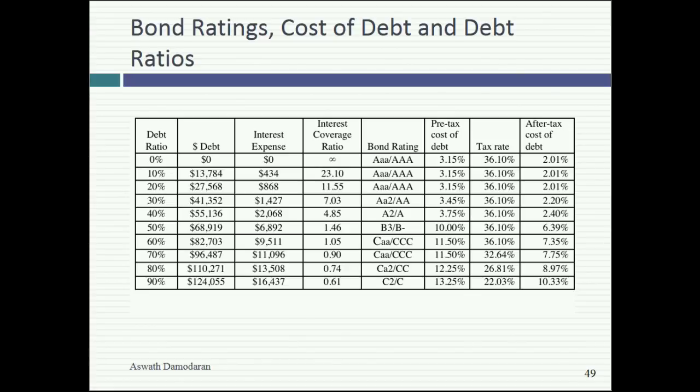As my interest coverage ratio plummets, I have ratings that start at AAA and end up at single C. I make Disney into a 90% debt ratio company. Its rating is going to drop to single C. Its interest rate is going to climb because at a single C rating, the default spreads are huge.